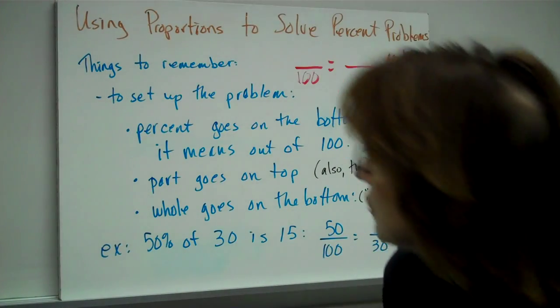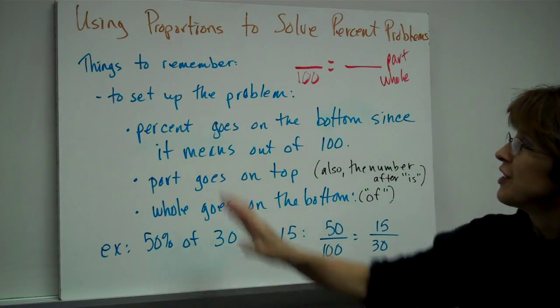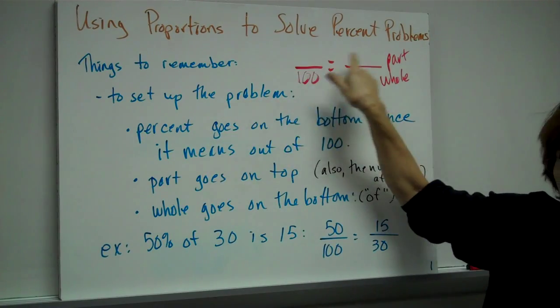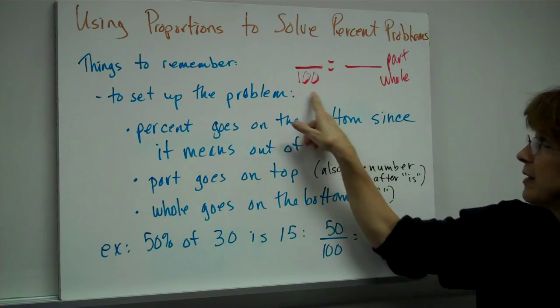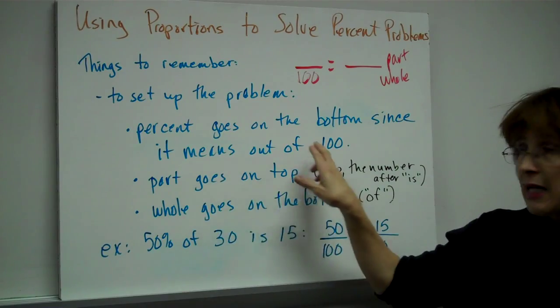Okay, so today's video is going to be using proportions to solve percent problems. Alright, a couple things you need to remember. To set up the problem, remember we're going to do the skeleton for the proportion, and we need to understand that percent goes on the bottom. Percent meaning the hundred, so whatever the hundred is, that goes on the bottom, because it means out of 100.